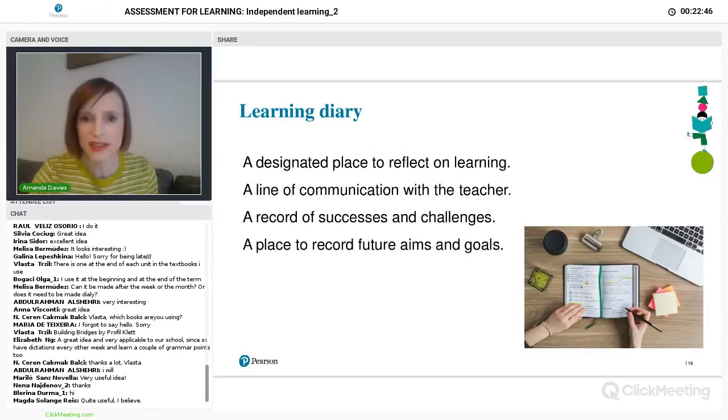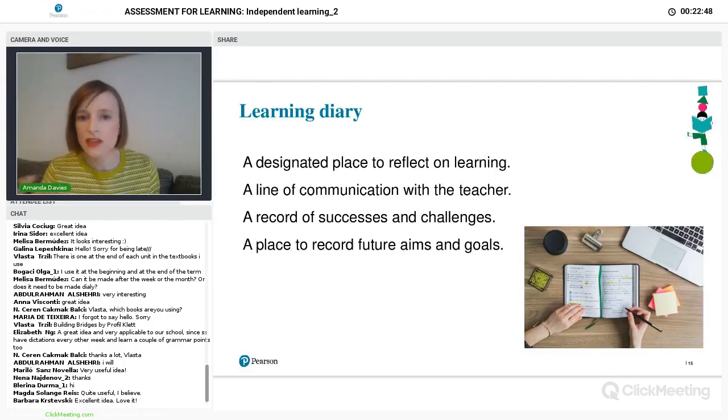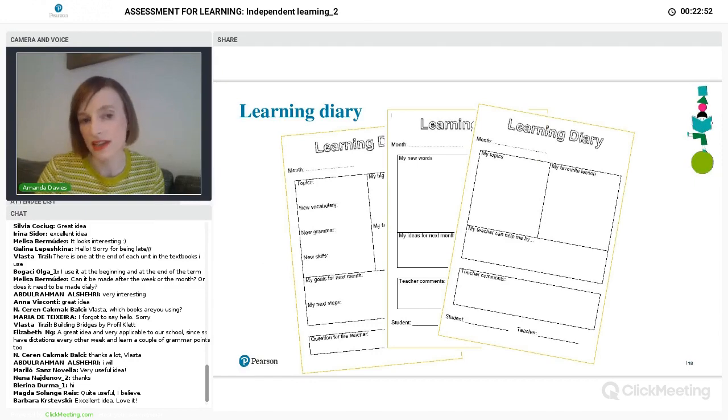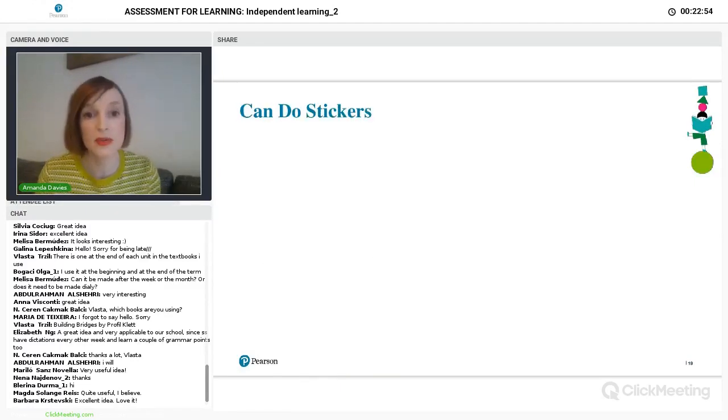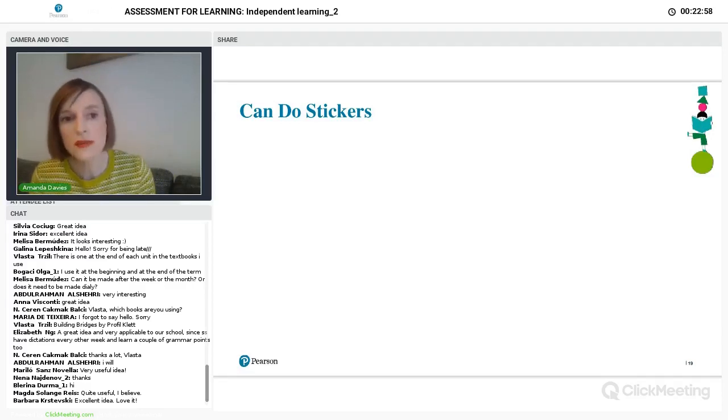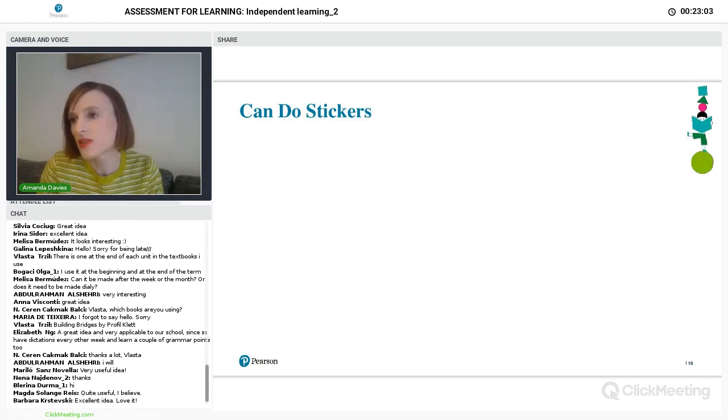Now, as I said on the previous slide, it's also about successes and goals. So I've got a couple of other ideas as well. I combine my learning diary with can-do statements or can-do stickers. I do these a little bit more frequently than once a month. I do them when I feel that the students, if they've done a significant amount of work and it's time for them to reflect on something that they've done.